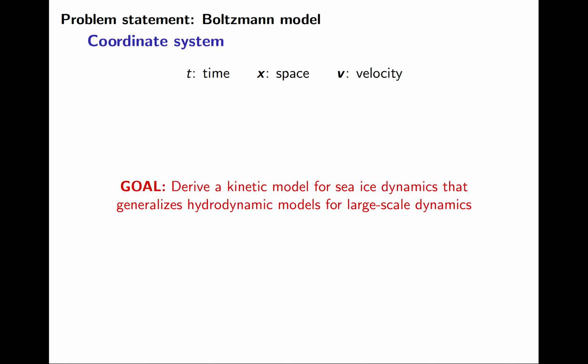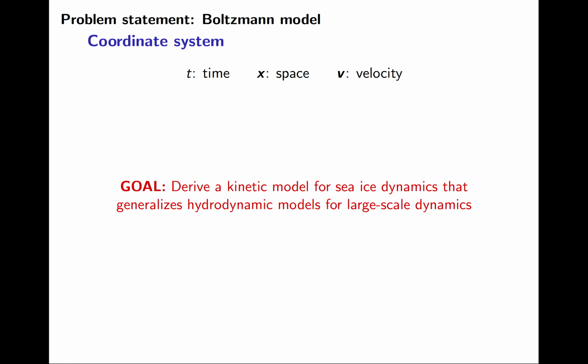Okay, so just to remind you, our goal is to derive a kinetic model, or a model that uses some sort of kinetic theory, at least at a small scale, to generalize a lot of the more typical hydrodynamic models that are currently being used to model sea ice. And the hydrodynamic models are more designed for large-scale dynamics. So we're going to start from a slightly different place than is typical for a sea ice model, and that is we're going to begin by assuming that we can model sea ice using what's called a Boltzmann equation, right?